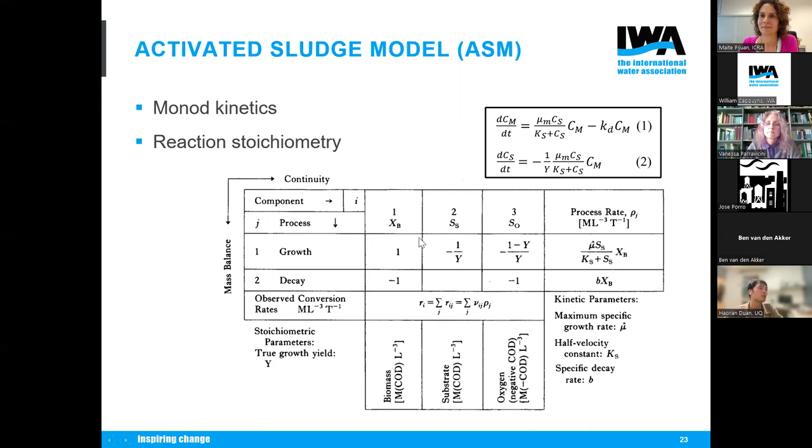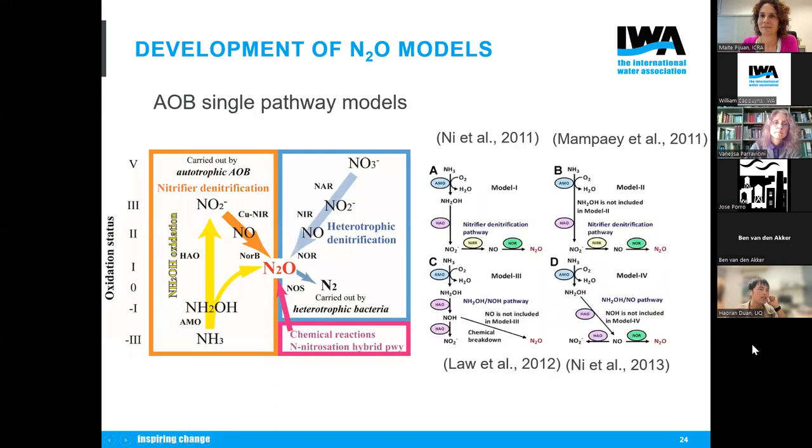with a reaction stoichiometry. Down there, we see a matrix, which is a good example and also a simplified example of modeling. If we look at the first row, which shows the process rate, which is exactly the same as what we see up there in equations 1 and 2, it governs the process rate. And with reaction stoichiometry, we will see how much substrate is consumed. For example, SO represents oxygen consumption, and how much microorganism is grown as a result of this substrate consumption. And essentially, mathematical modeling is a mathematical representation of wastewater treatment processes that we understand.